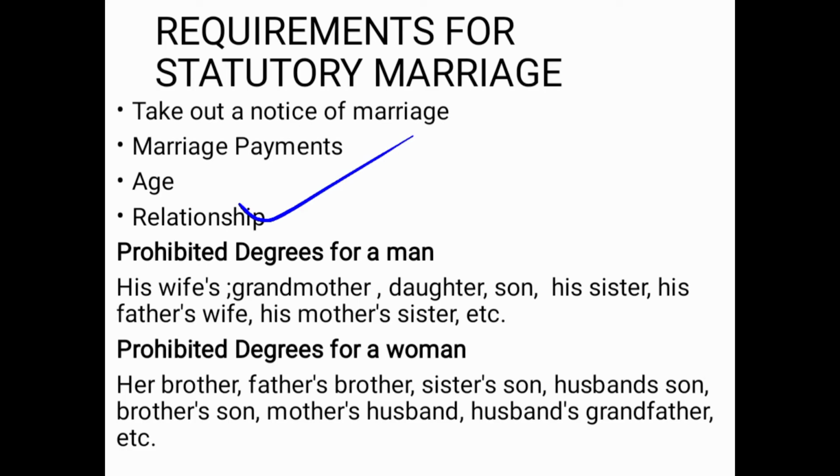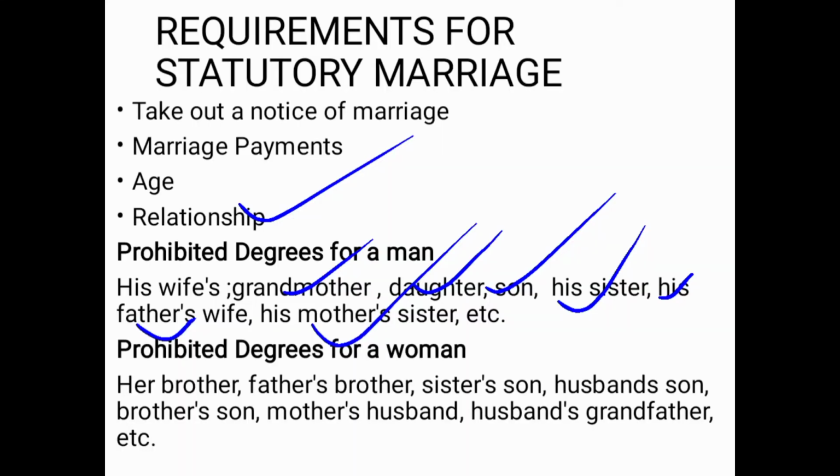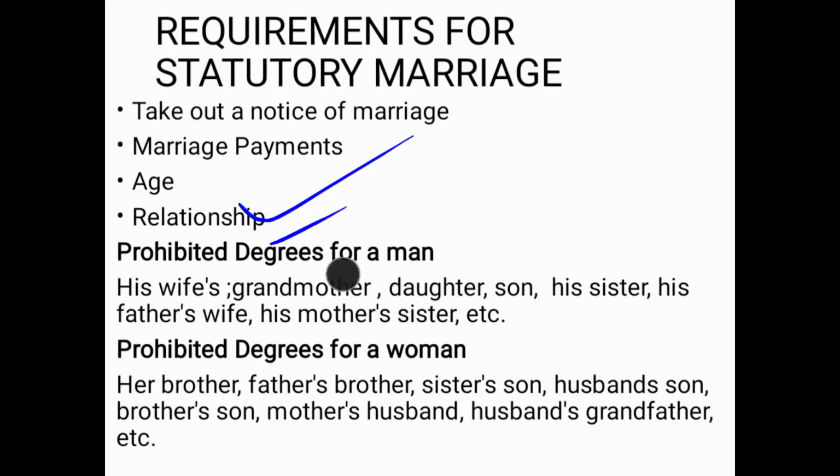Then the next one is the relationship. The parties getting involved in marriage should not be related in any way. Prohibited degrees. These are the relationships prohibited by the law to enter into marriage. They will refer to them as prohibited degrees. Some of the prohibited degrees for a man: his wife's grandmother, his wife's daughter. You cannot marry the daughter of your wife.